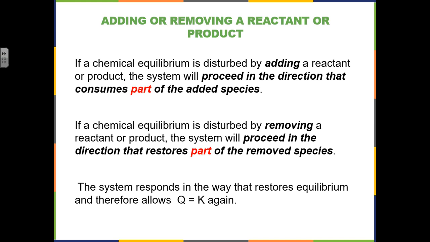That's going to increase the rate of production of the stuff on the other side. If you add something, it's going to limit the amount of whatever is being created, and it's going to induce you to create more of your products or whatever. In the case of removing stuff, if you remove something, then the system will do something to restore whatever you took away. So if you take away your products, the reaction is going to do more to create more product. If you take away your reactant, the reaction is going to do more to replace that reactant. The system responds in that way to reestablish or restore equilibrium and therefore make Q or Qc equal to K or Kc again.